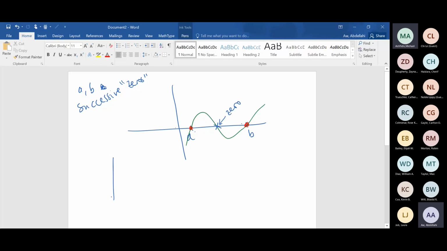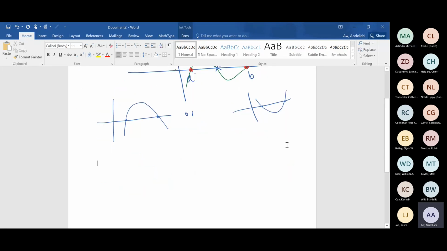So that is the reason that if two zeros are successive, the graph will be either all above or all under. And we're going to use this very fact to graph some polynomials using zeros. Now, will the graph be perfect? Of course not, because to truly graph functions, we have to wait until calculus. But we can get the shape of the graph.